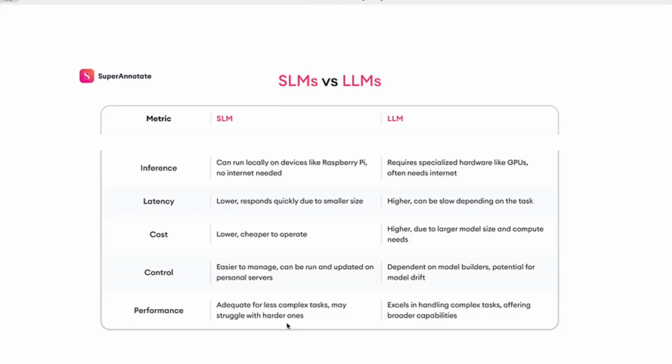On the performance, usually the SLM is more adequate for a less complicated and more fixed scope of tasks, while the LLM is more appropriate for more complicated tasks that require reasoning and also able to adapt to new capabilities quickly. Yeah, so that's an overview of SLMs and LLMs.